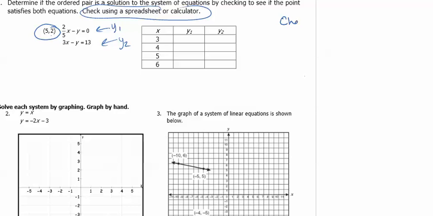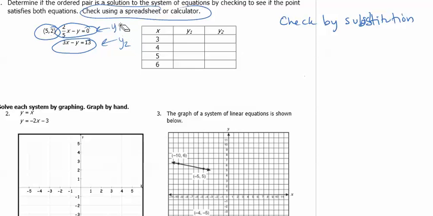So we're going to check by substitution, which we've been doing all year. So this is nothing new. Let me spell it right, substitution. Okay, so we've been doing this all year, so let's just continue more of it. I want to know if the point 5, 2 is a solution to both the first line and the second line, so line 1 and line 2.